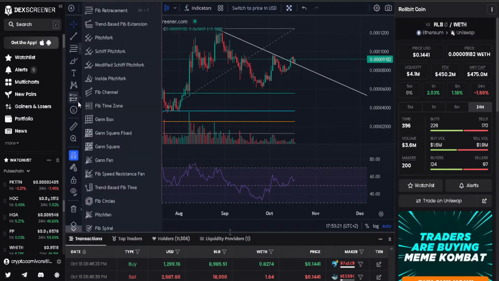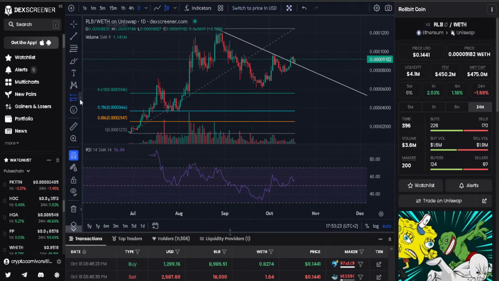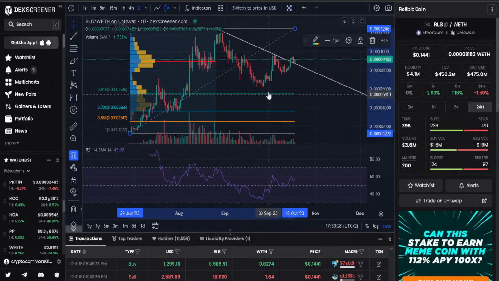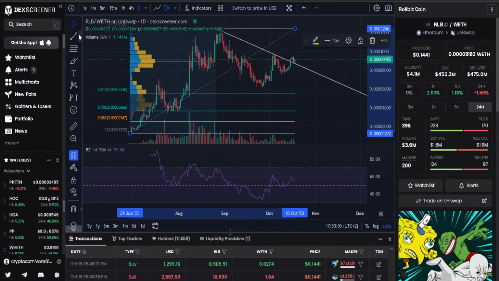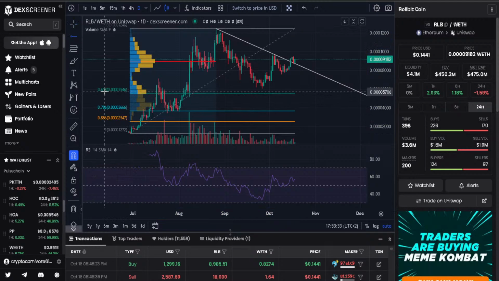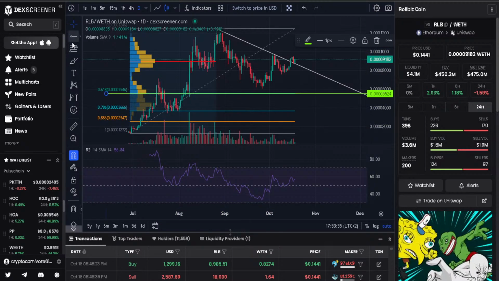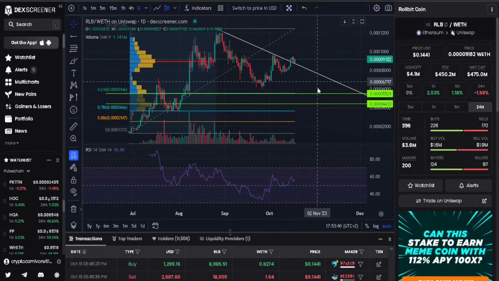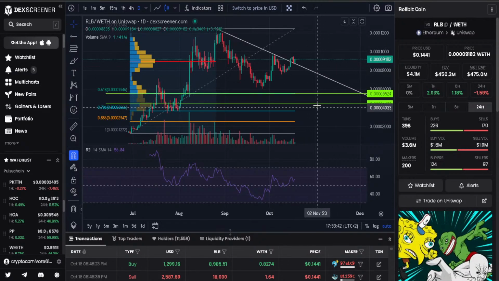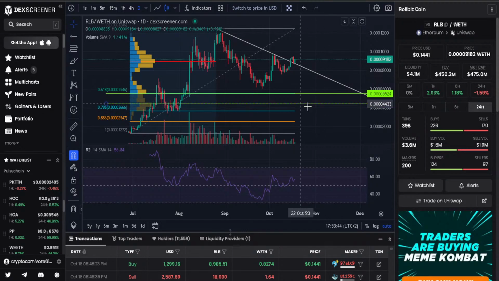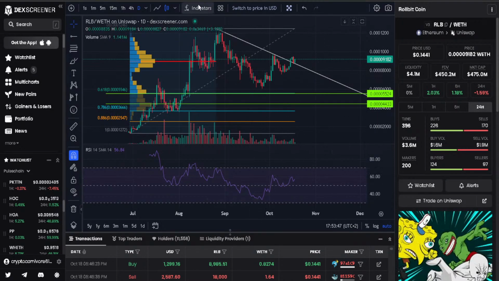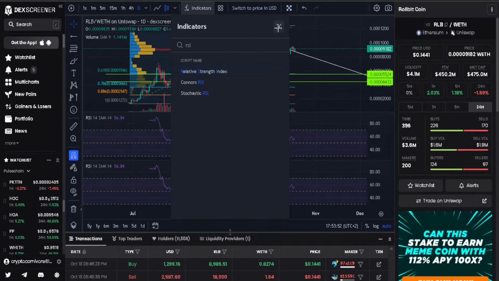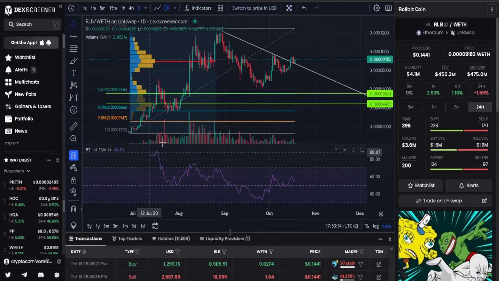Let's see where most of the volume was traded on this coin. Large volume node here, and you've already lost that. So another one at the 61.8 and then just there. So there are your support levels. I would wait for the 61.8 and dollar cost average down here. The RSI is still very high. We would want to see this come back to the extreme oversold areas for a good deal.